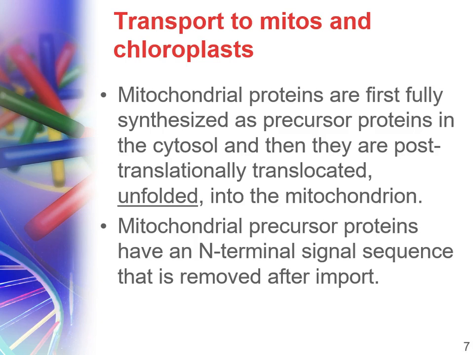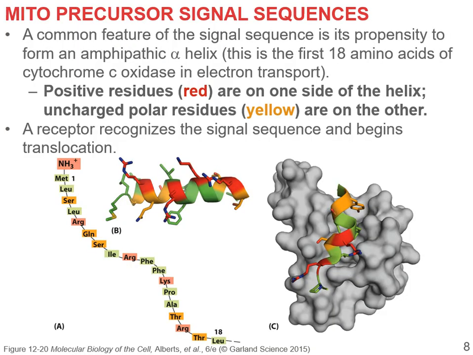It turns out that mitochondrial precursor proteins have an N-terminal signal sequence. It's removed after the protein is imported, but that signal sequence is a little address label that tells the cell that the protein is supposed to go to the mitochondrion. This signal sequence is typically about 18 amino acids long, and it forms an alpha helix, a special type of alpha helix called an amphipathic helix. This is the first 18 amino acids of cytochrome C oxidase, which, hopefully you remember, constitutes a portion of complex 4 in electron transport.